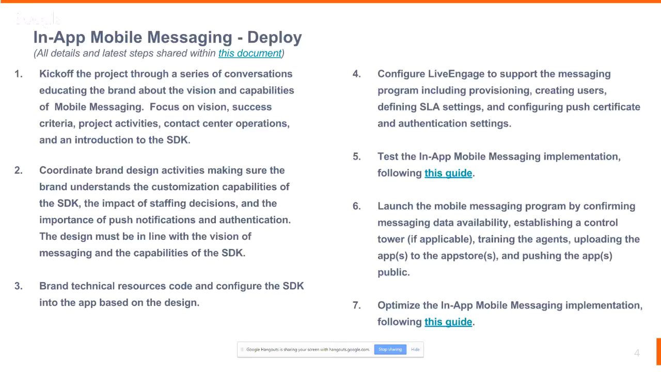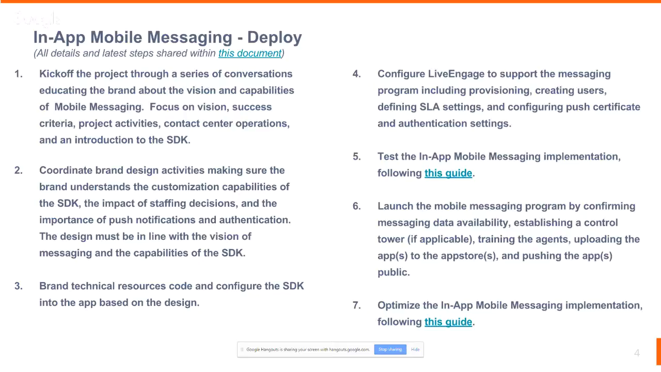At the same time we're doing coding, we can set up and configure LiveEngage to support the messaging program, including provisioning the account, creating the users, defining the SLA settings, and configuring push certificate and authentication settings. Once configuration and code is complete, we can test the in-app mobile messaging implementation following a testing guide that we have created and linked here. Finally, when testing is complete, we're ready to go live.